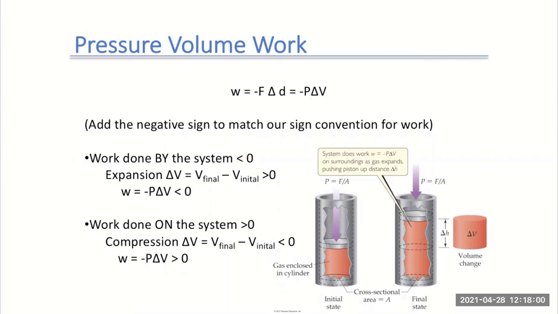So when work is being done by the system, it's going to be a negative sign, right? So we have an expansion. So delta V equals V final minus V initial, which has to be greater than 0. So here, our piston moved up. So our V final is larger than our V initial. When work is being done on the system, V final is smaller than V initial. So if I take my larger cylinder here and I push that top down and make the volume smaller, I'm doing work on it. I'm forcing the volume to change to be smaller.